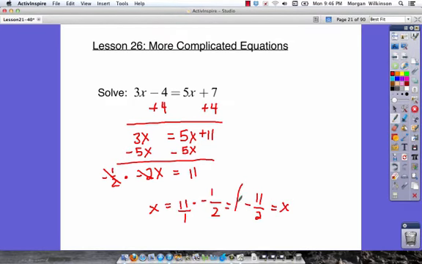And I'm just going to rewrite it so it's very clear in my answer that x equals negative 11/2. You could change that to negative 5.5, but you don't have to. You can leave it as an improper fraction for full credit on your answer.